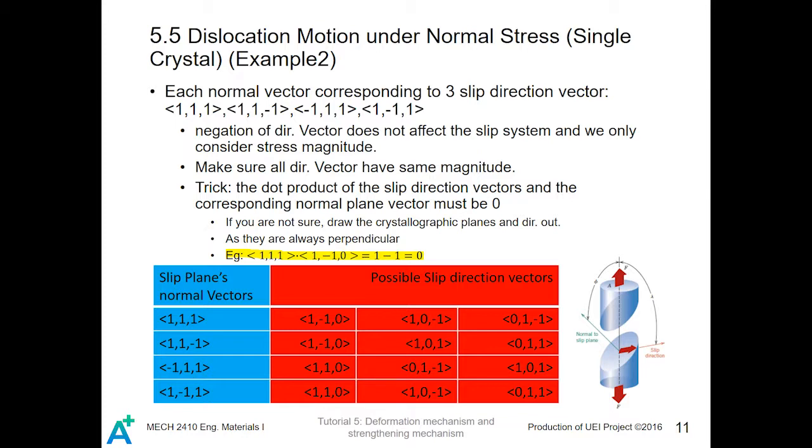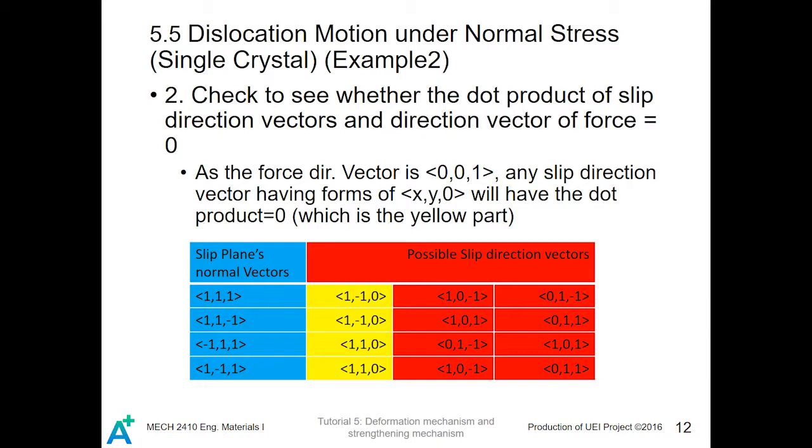Then we need to check whether the dot product of the slip direction vectors and the direction vector of force is equal to 0. If it is true, then again, no matter how much force you apply in that direction, you will not activate the slip plane or the slip system according to Schmid's law, as there is no shear component on that slip plane and that slip direction.